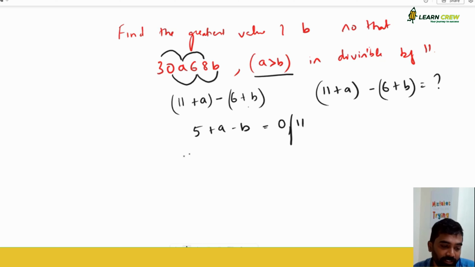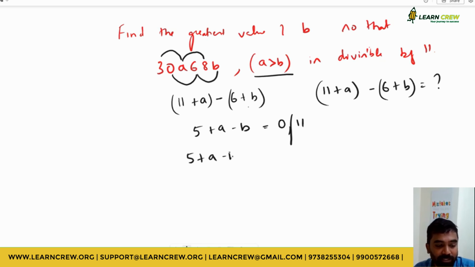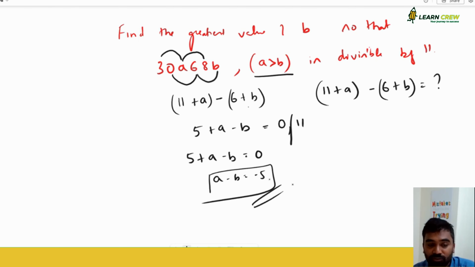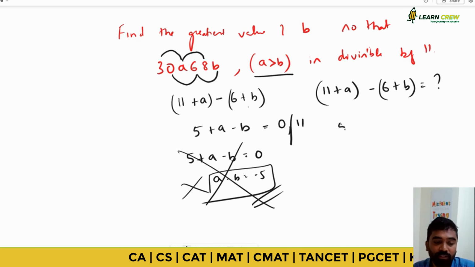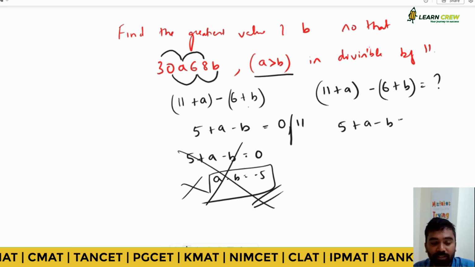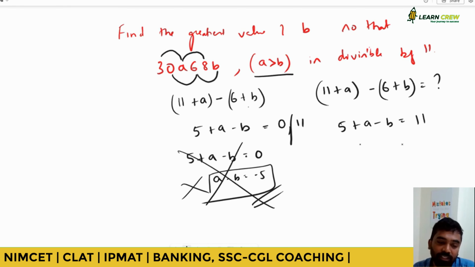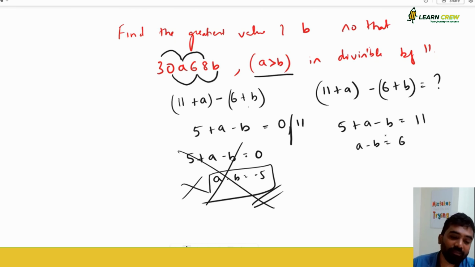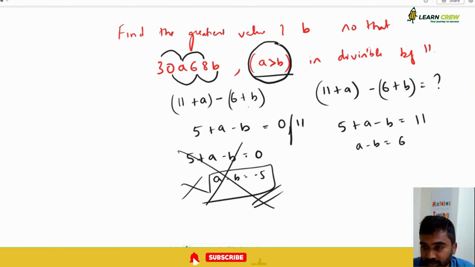In case you are taking 5 plus A minus B equal to 0, then A minus B equal to minus 5. Obviously, this cannot be the solution. So this is being discarded. So you're left with 5 plus A minus B equal to 11. In this case, A minus B will be equivalent to 6. If A minus B is equivalent to 6, what are they telling here? The value of A has to be greater than B.